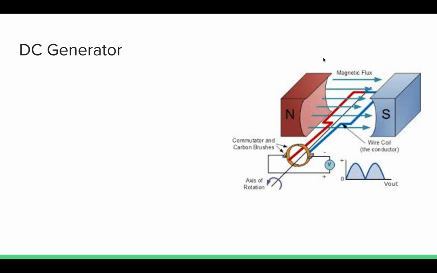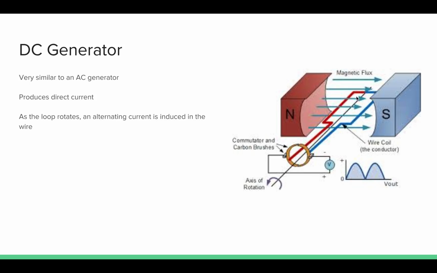So let's talk about a DC generator now. It is very, very similar to an AC generator. It produces direct current, which should make sense as opposed to an AC generator. As the loop rotates here, an alternating current is induced because you have the north and south pole here. The current being produced is going to change directions because the wire loop is constantly changing directions. However, at the end, this is kind of hard to see in this diagram, but this right here is a commutator, which we see is two pieces of C-shaped metal.